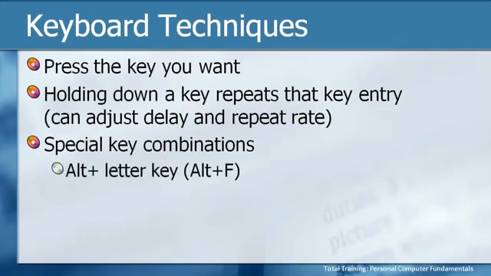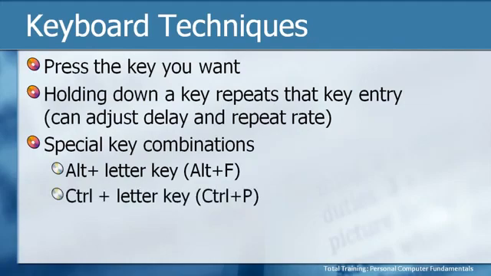Alt plus the letter key, for example, Alt-F as I mentioned, is a common combination, most often seen to access a menu instead of having to use the mouse. The Control key plus a letter key, such as Control-P, Control-S, or Control-O, is going to do some type of system command, like printing, saving, or opening a file. And then kind of the granddaddy of all key combinations to know, Control-Alt-Delete, when shown this way, means that you're going to hold down all 3 of those keys at the same time in order to execute whatever needs to happen. In this case, it will give you the option to restart your computer.